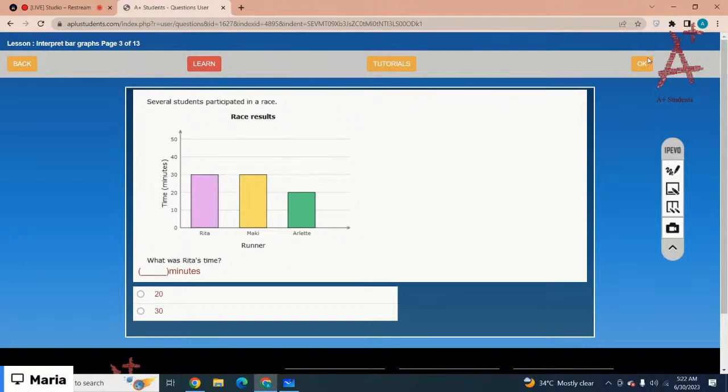Several students participated in a race. Which was Rita's time? Okay, so you have to look for the bar for Rita. Here you have the bar, just match it on the y-axis, so it will be 30 minutes. That means Rita's time is 30 minutes. So the correct option is 30.